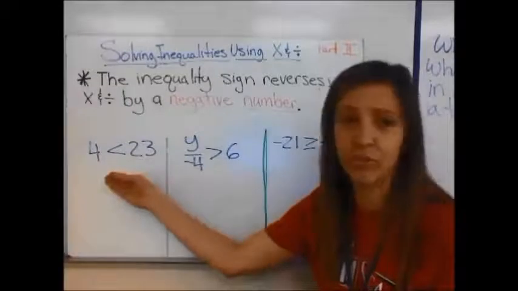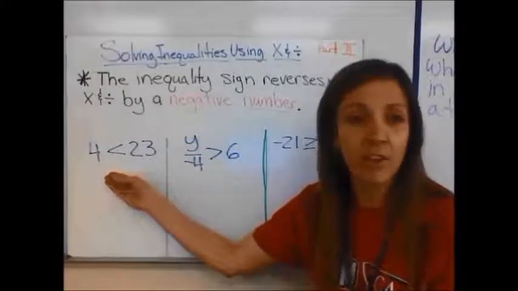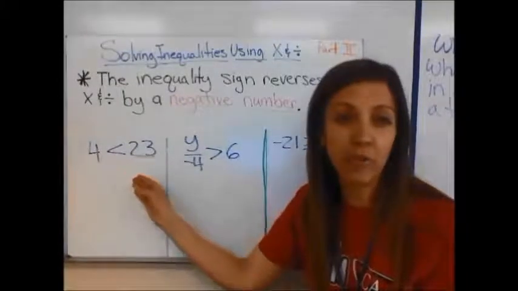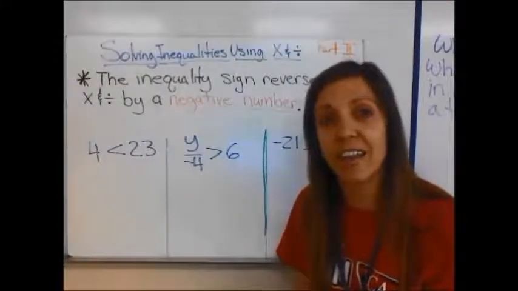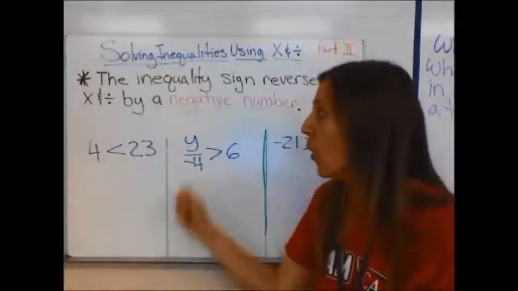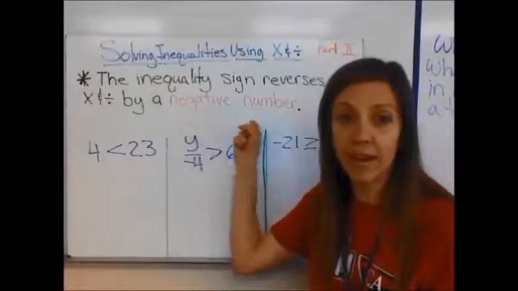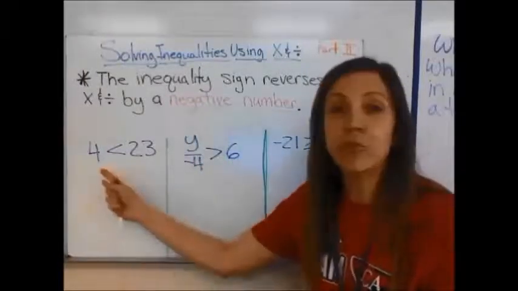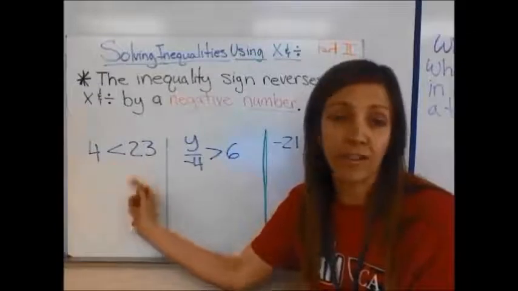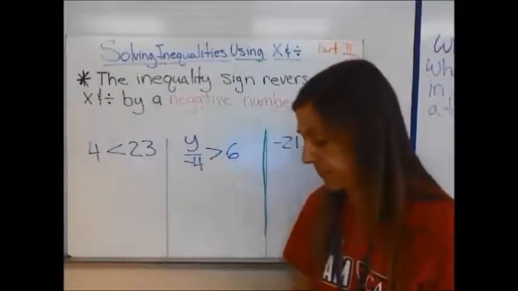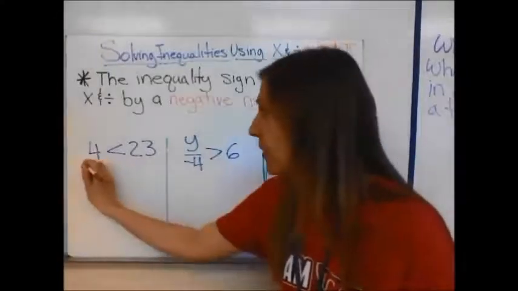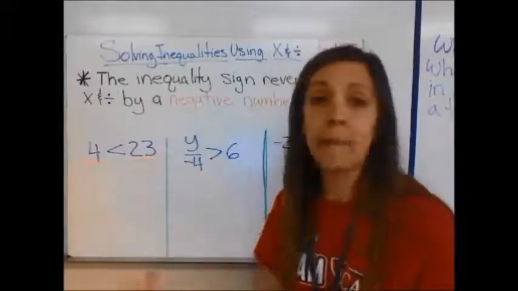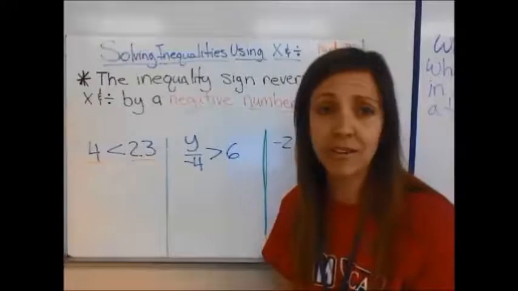Let's take this first inequality here. You notice that there's no variable here. I'm just using this as an example so that I can show you why the inequality symbol would flip when multiplying or dividing by a negative number. I'm sure that we can all agree that 4 is less than 23. So what happens if I divide both sides of this inequality by a negative number? Let's just do negative 1.